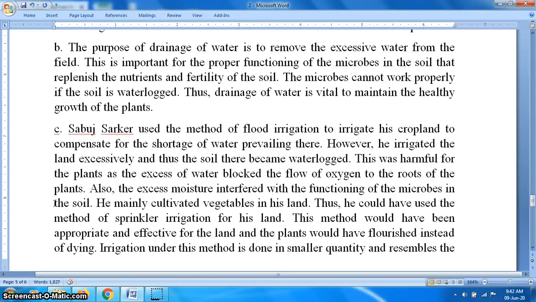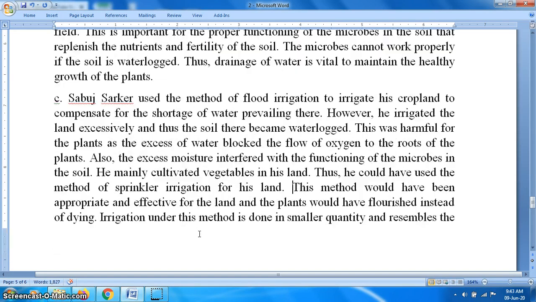Also, the excess moisture interfered with the functioning of the microbes in the soil. He mainly cultivated vegetables in the land. Thus, he could have used the method of sprinkler irrigation for his land. This method would have been appropriate and effective for the land, and the plants would have flourished instead of drying.